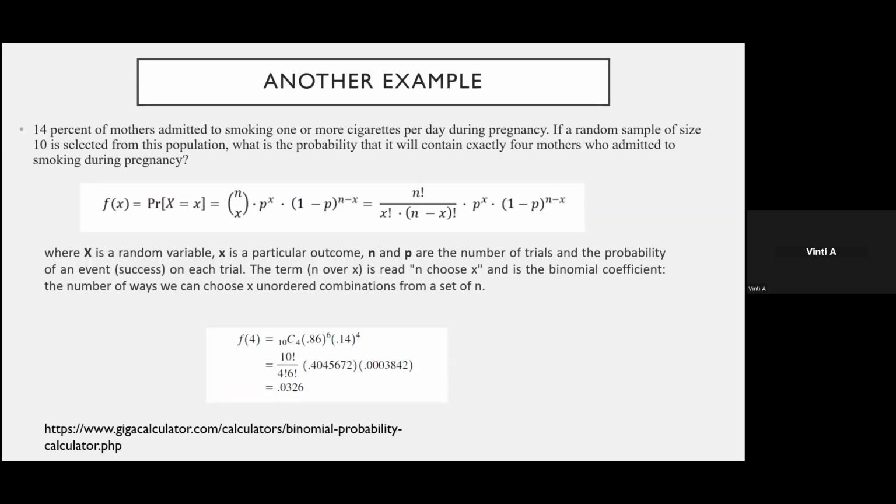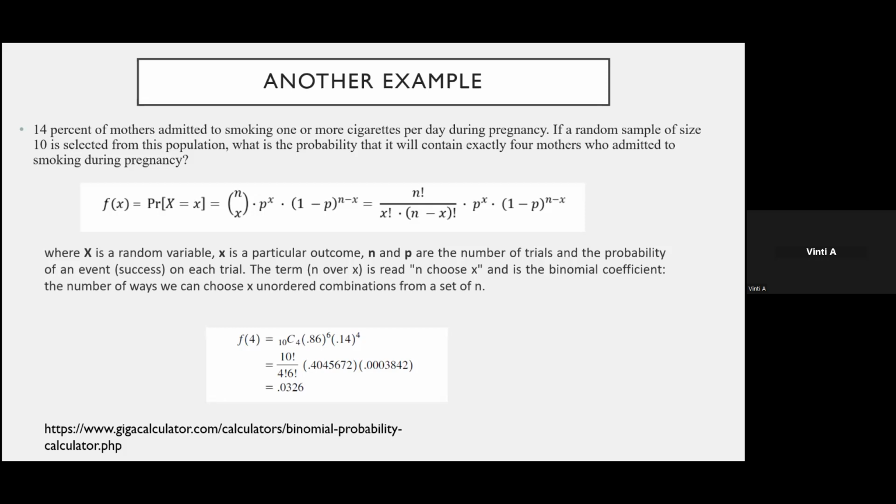Now let's look at another example. Let's say 14% of mothers admitted to smoking 1 or more cigarettes per day during pregnancy. If a random sample of size 10 is selected from this population, what is the probability that it will contain exactly 4 mothers who admitted to smoking during pregnancy? So 14% is my success, that is P is 0.14, and therefore what is Q? 0.86. My sample is 10.